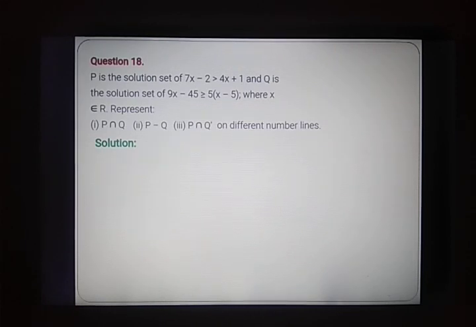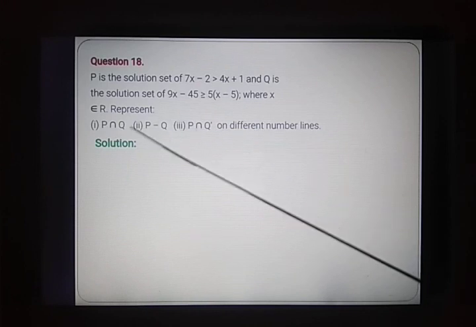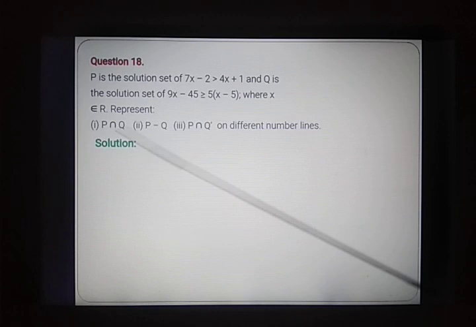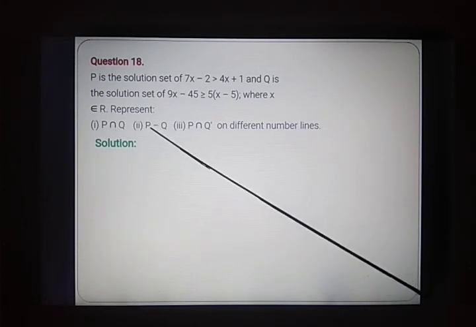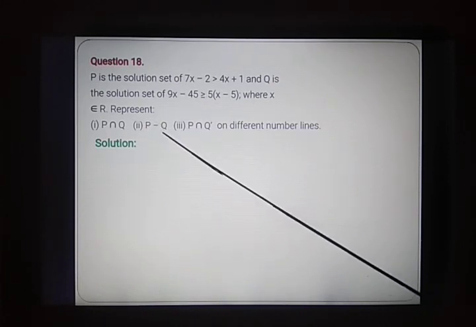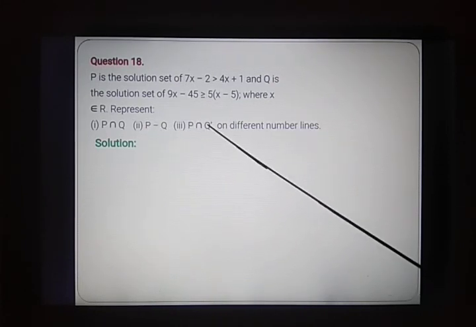Now this is going to be a little challenging question, because this question is entirely based on your sets chapter, which you have done in class 8. Okay, now this sign means intersection, means you have to take common elements. Minus, this means P minus Q means elements of P which are not in Q. Okay, and P intersection Q dash, this Q dash means complement of Q. So what is the meaning of this? We'll understand through the solution of this problem.